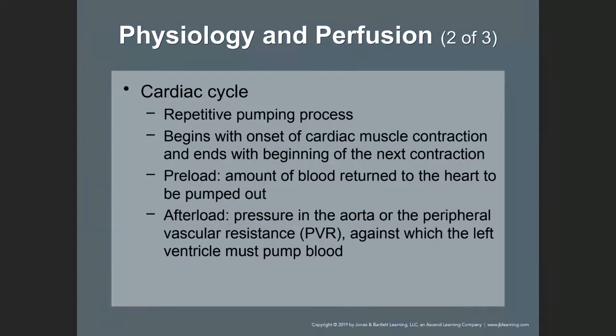Cardiac cycle. Repetitive pumping process begins with onset of cardiac muscle contraction and ends with beginning of the next contraction. We touched on preload when we covered shock, preload and afterload. Preload is the amount of blood returned to the heart to be pumped out. So it's the pressure that is built up inside of the heart when it fills with blood before it contracts. Afterload is the pressure in the aorta or the peripheral vascular resistance against which the left ventricle must pump blood.